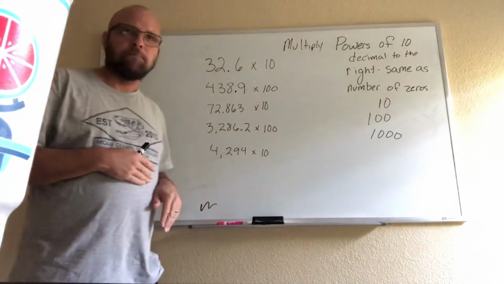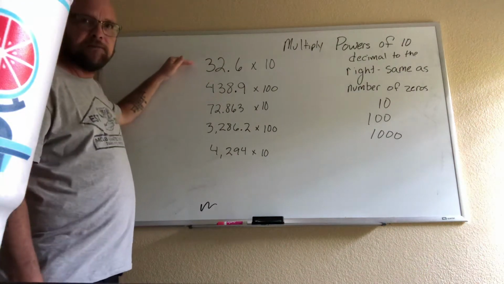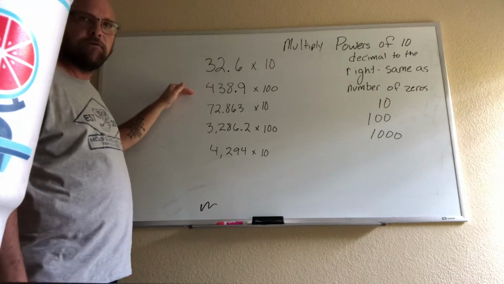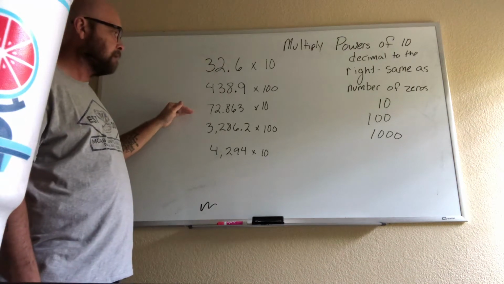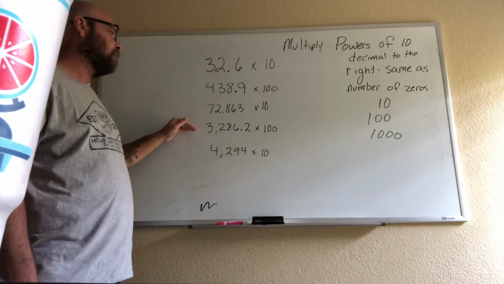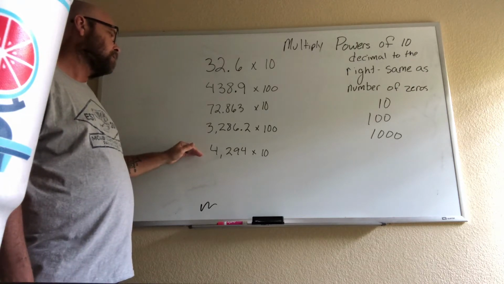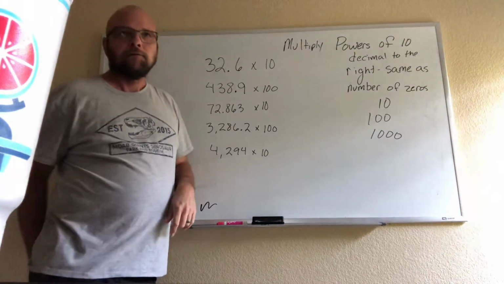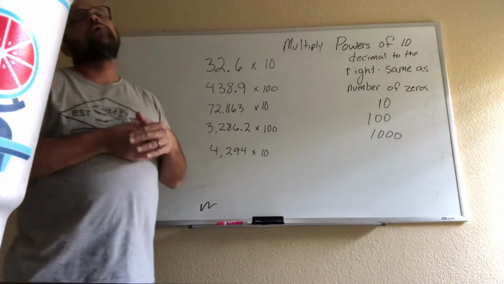I want these examples written in your journal. We have 32 and 6/10 times 10. We have 438 and 9/10 times 100. We have 72 and 863 thousandths times 10. We have 3,286 and 2/10 times 100. And we have 4,294 times 10. So write these all down. And then we're going to go over them.